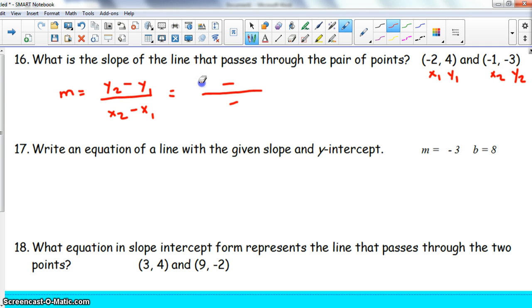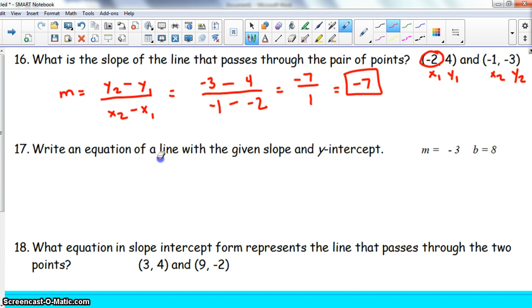y sub 2 is negative 3, y sub 1 is 4. x sub 2 is negative 1, x sub 1 is negative 2. And yes, I do have minus and negative there. Some people will just put 1 minus, even though it technically should be minus a negative, because this 2 is negative. So in the numerator, I get negative 7. In the denominator, I get positive 1. And so when I simplify that fraction, I end up getting a slope of negative 7.